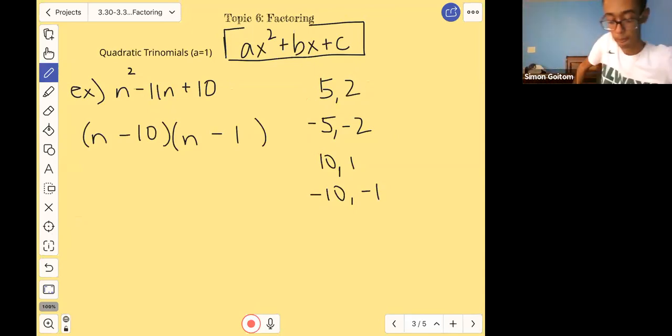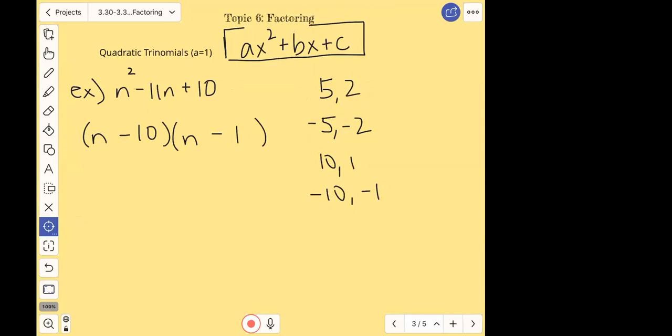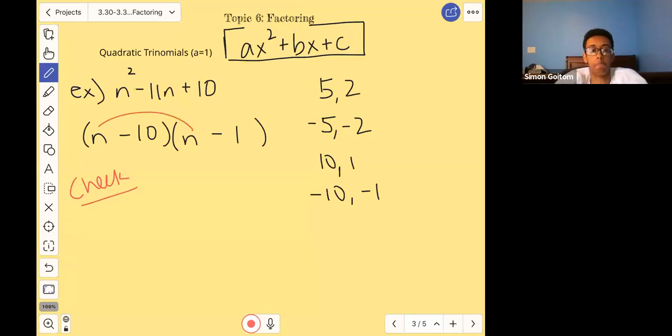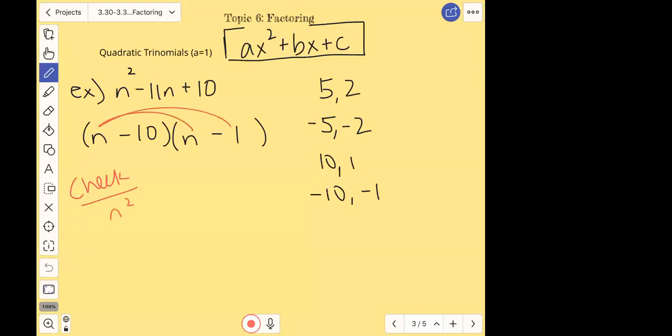If you were to multiply this through to check, and we multiplied it through, we would get what we needed. And that's why those middle terms will add to our b value.